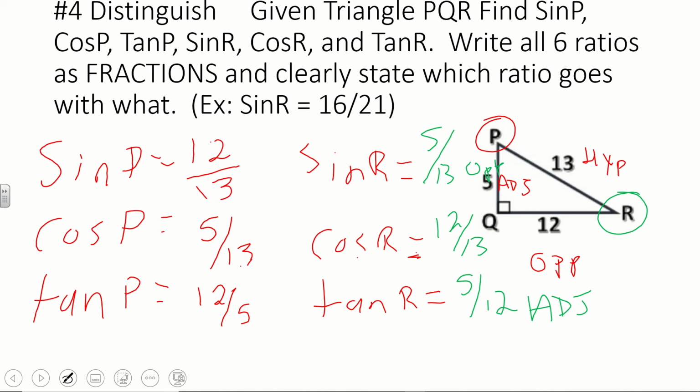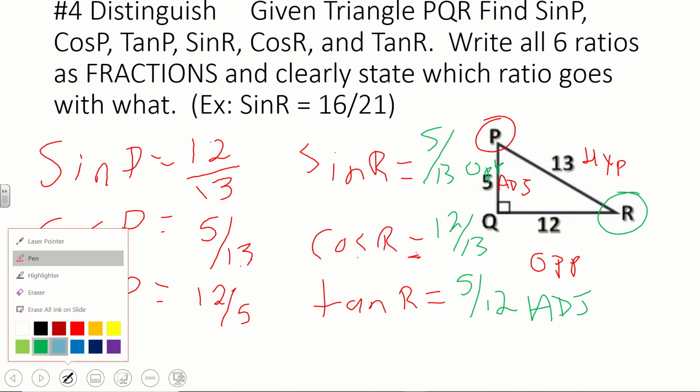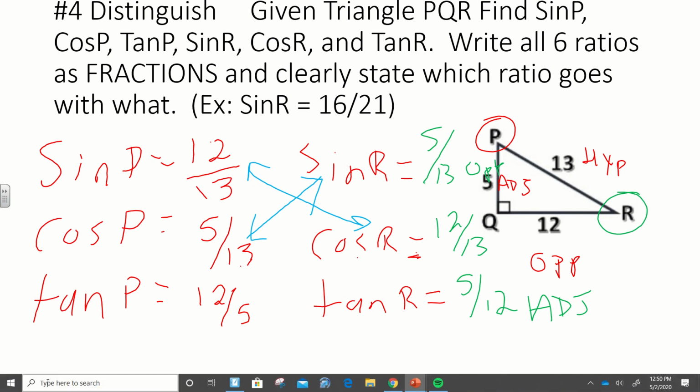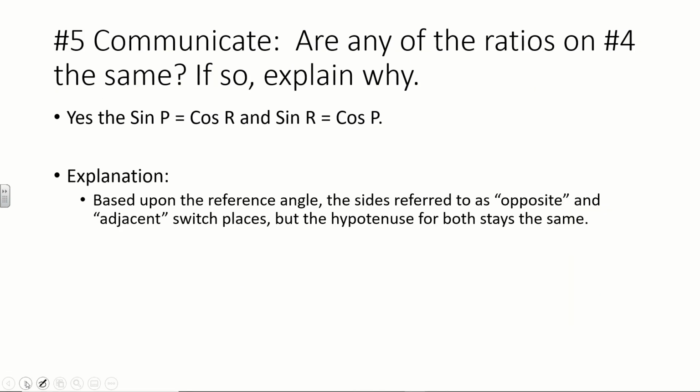So as we go into number 5, it asks you to recognize if any of the ratios were the same. Well, if I've done all 6 out correctly, I can see that the cosine of P and the sine of R are the same, and the sine of P and the cosine of R are the same. The tangents are reciprocals of each other, but they are not the same. So that leads us right into 5. Are any of the ratios the same?